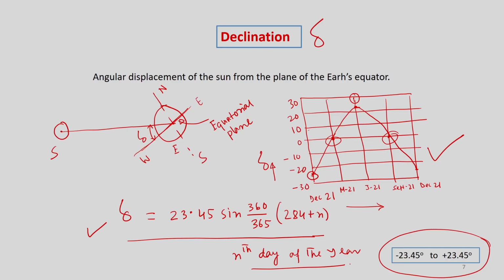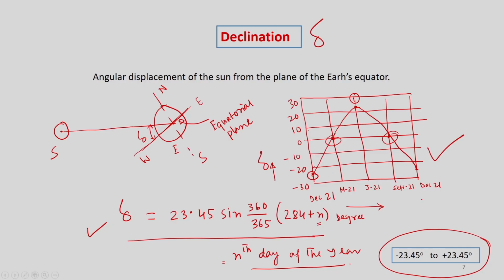That angle is nothing but delta, or declination, and declination varies from minus 23.45, which appears on December 21, to a maximum of plus 23.45, which appears on June 21. And we can also calculate declination, in degrees. Okay. So, delta is 23.45 sine of 360 divided by 365, in bracket 284 plus n. So, n is the nth day of the year.